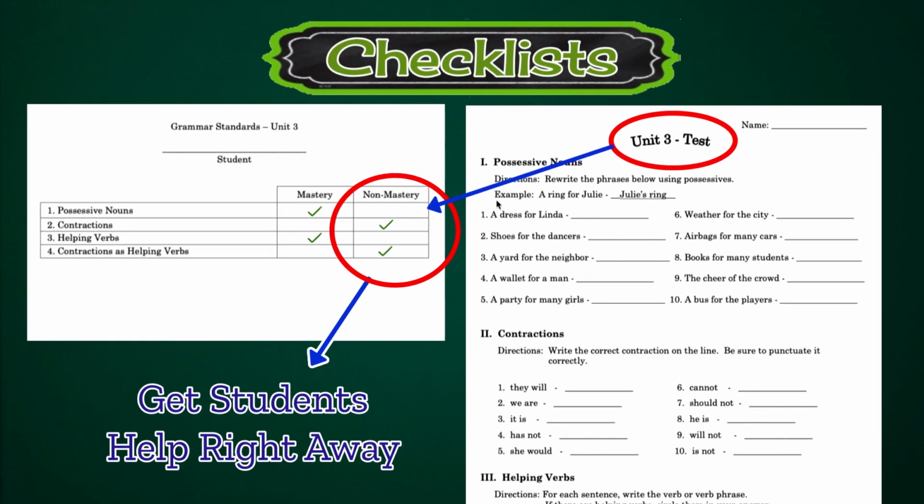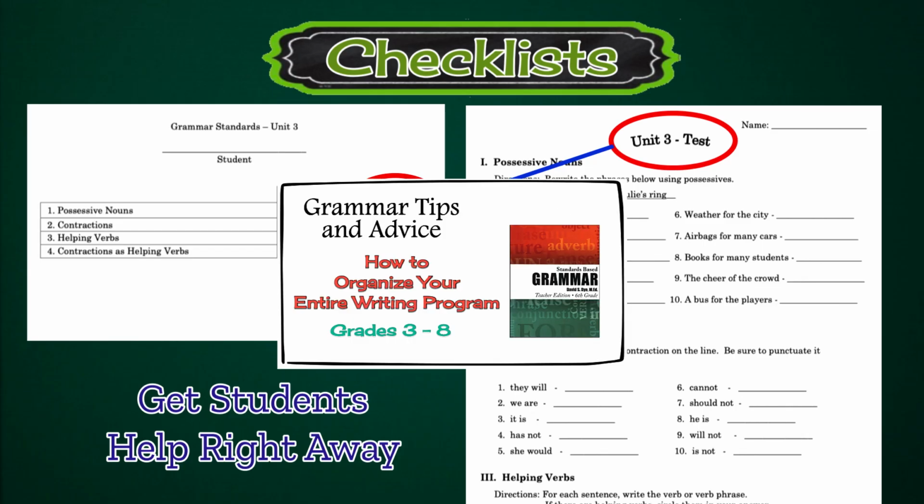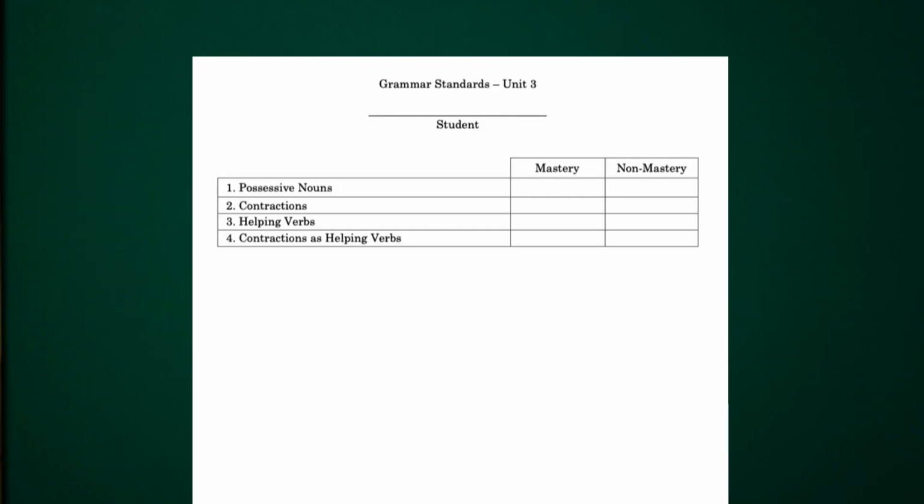With the checklist, you'll have exact knowledge of the students' weak areas. And these checklists will help you get the students the help they need now instead of just hoping that they get help later. Again, tips and advice video shows you a lot more about how to do that. So the first checklist I'm going to show you is the parent checklist. I know it says student checklist on the top of the paper, but it's really for the parents, so I'm going to call it the parent checklist.